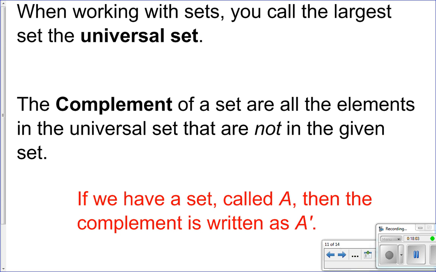So here's something that you need to write down that's important. It says, if we have a set, and we call that set A, so the set is called A, then the complement is written as A prime. That apostrophe right there is A prime. Okay? So if we have a set called A, then the complement is the set called A prime.